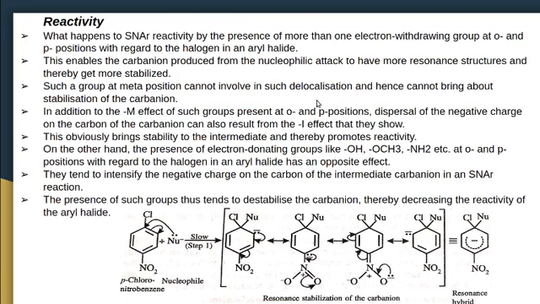Next, let us discuss the SNAr reactivity.